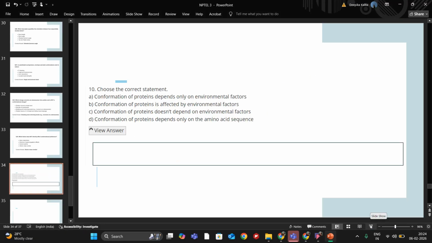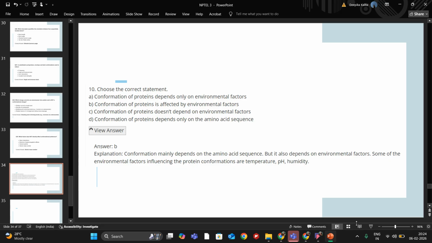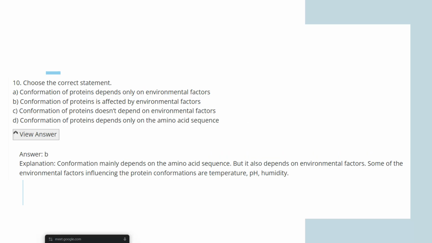Hence, out of these four options, we'll choose option B as the correct option, which says conformation of proteins is affected by environmental factors. Some of the environmental factors which influence protein conformations are temperature, pH, and humidity. So, I hope this is clear to you.